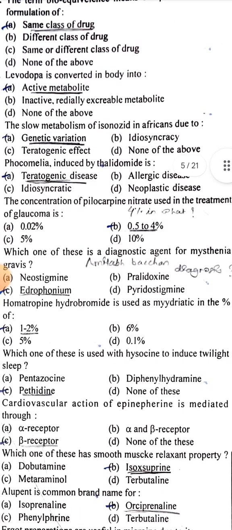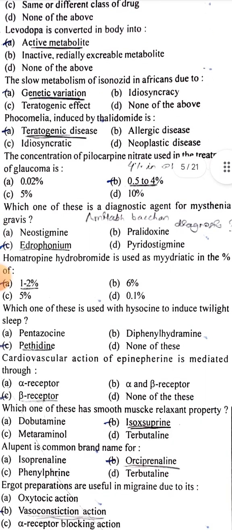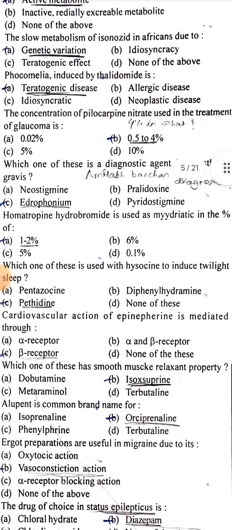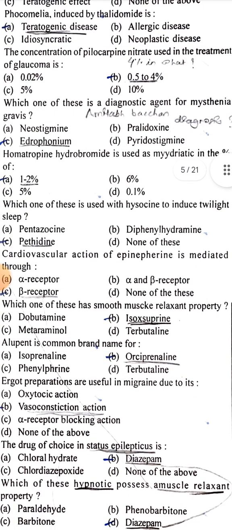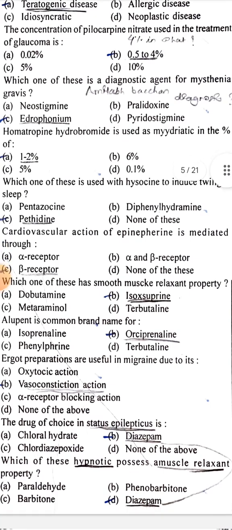4%. Which one of these is a diagnostic agent for myasthenia gravis? Edrophonium. Homatropine hydrobromide is used as mydriatic in the percentage of 1 to 2%. Which one of these is used with hyoscine to induce twilight sleep? That is pethidine. Cardiovascular action of epinephrine is mediated through beta receptor.